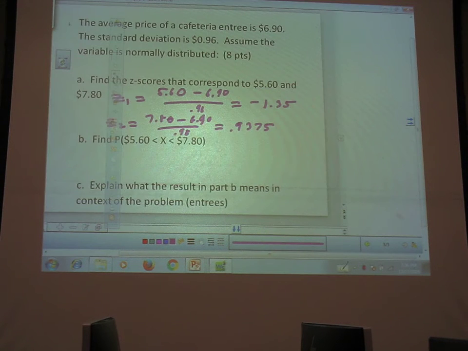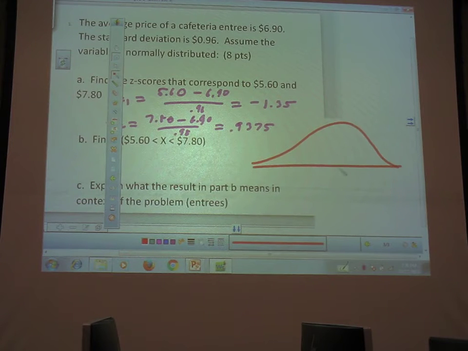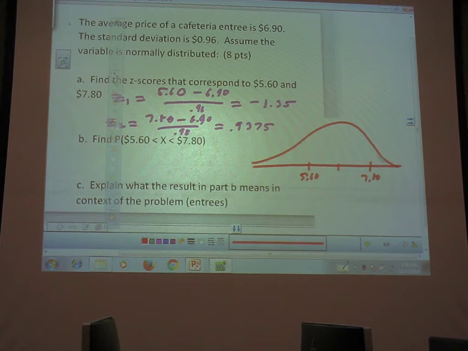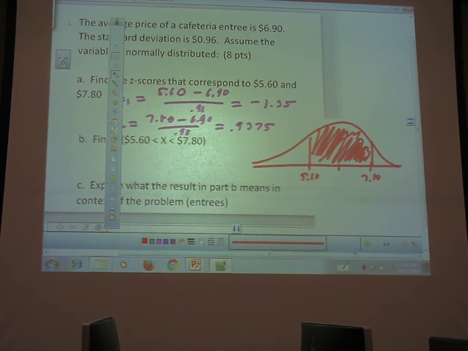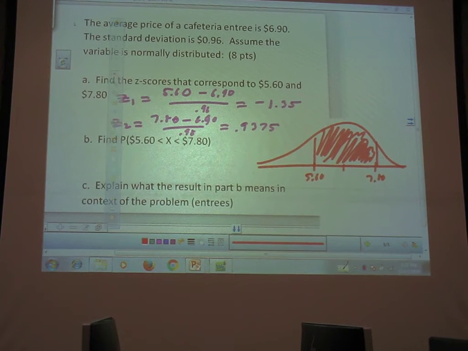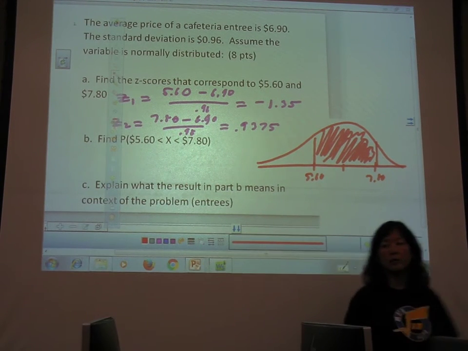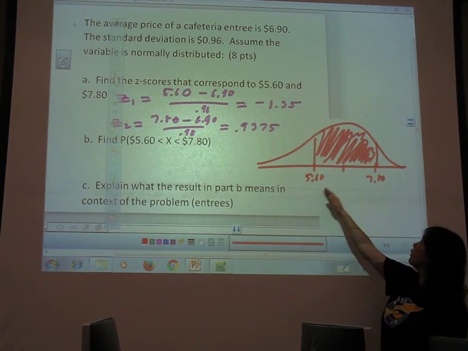So then this one here, what if we draw a picture? That might make it easier. So draw a picture. I want to know from 560 to 780, and I want the area. It's normally distributed, right? So as soon as you see normally distributed, you know it's going to be one of the normal curves. So do you guys remember how to find the area between 2 points on a normal curve? How do I find the area from here to here?